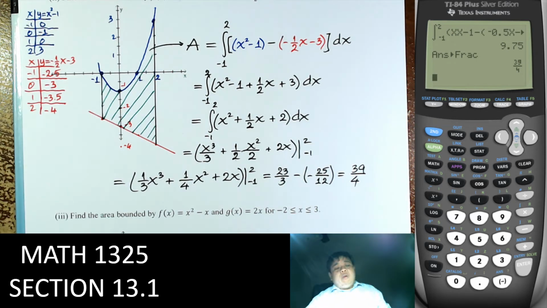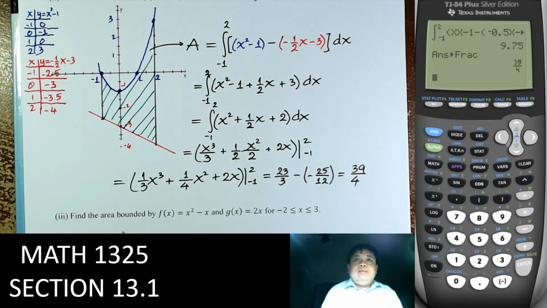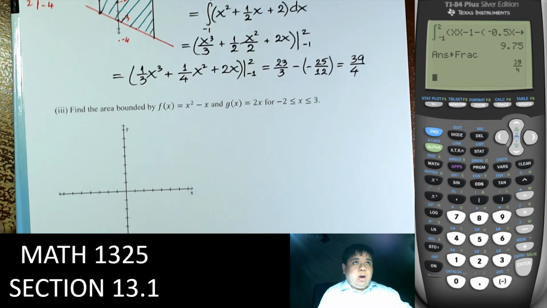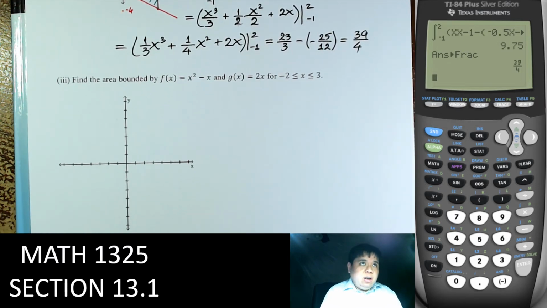Right, that's what we have. Simple enough, right? So we draw the graph so we know which function is above, which function is below, so we can subtract them. Right, next, I'll find the area bounded by the graph x squared minus x and 2x from -2 to 3.